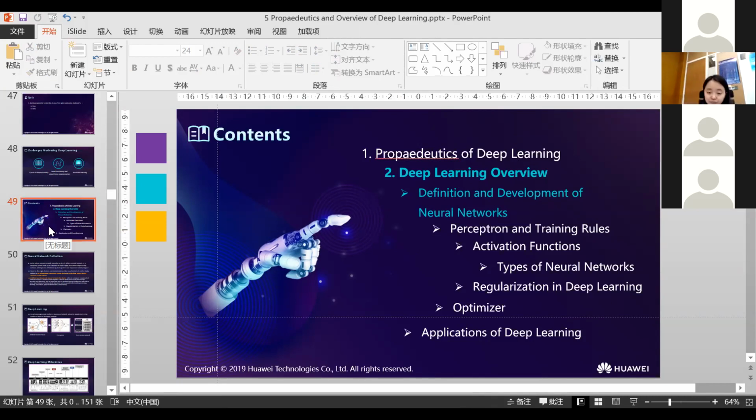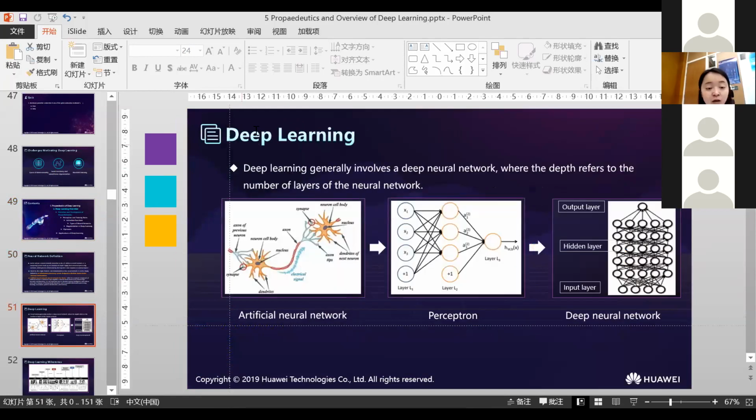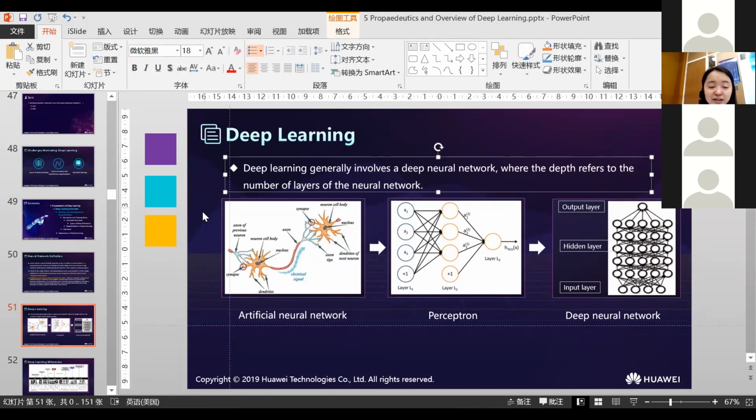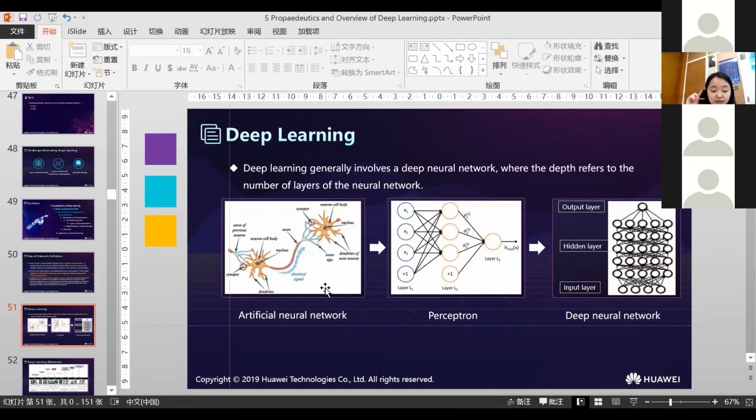Okay, thank you. So for the deep learning overview, because our time is very limited, we need to hurry up. And here is the definition of deep neural networks. First, the neural networks in deep learning come from the neurons in our brain. Here is the structure of the neurons from our brain. For example, here is a single neuron. We will take this neuron as an example.